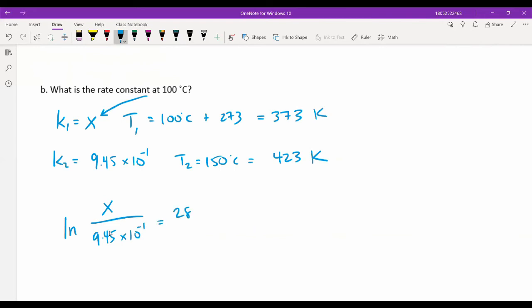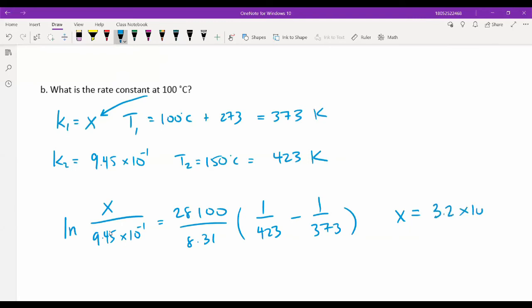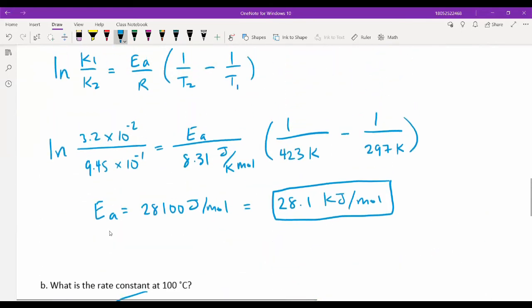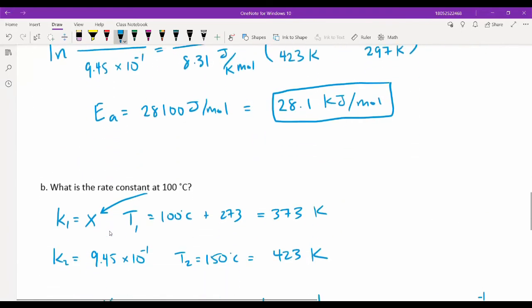We can plug in our activation energy that we solved for in part A, just again making sure it's in joules because R is in joules. And then we have T2 in Kelvin and T1 in Kelvin. So solving that gives us 0.32, or if you want to write it like these are written, 3.2 times 10 to the negative 1. It would be the same units as these, which is 1 over molarity seconds.